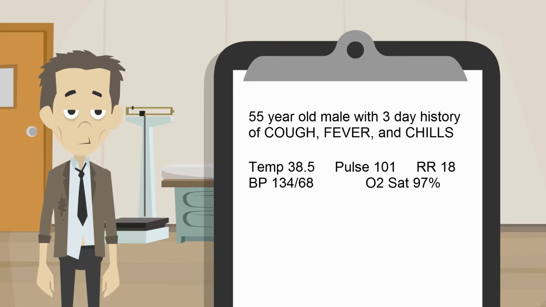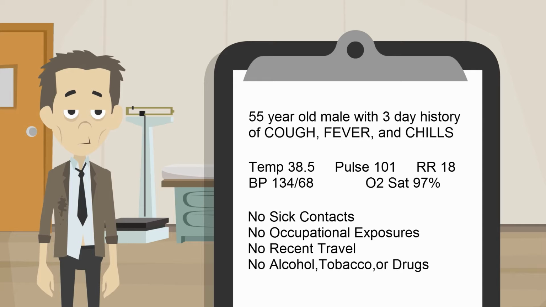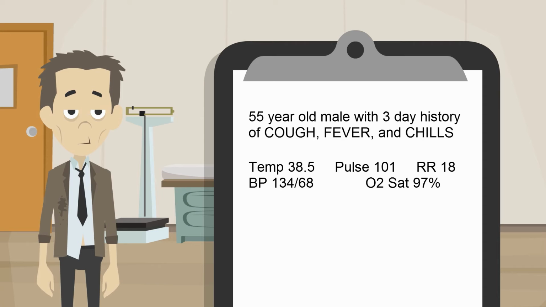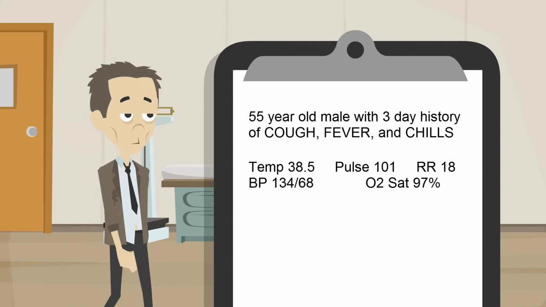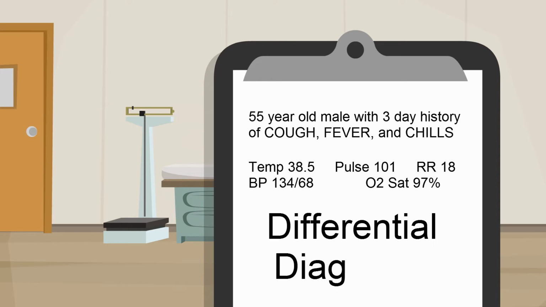Okay, what else do we need to know? So our patient has no sick contacts, he has no significant occupational exposures, he has no recent travel, and does not smoke, use alcohol, or take any drugs. With all this information, it looks like our patient doesn't have any risk factors for unusual or difficult to treat infections.